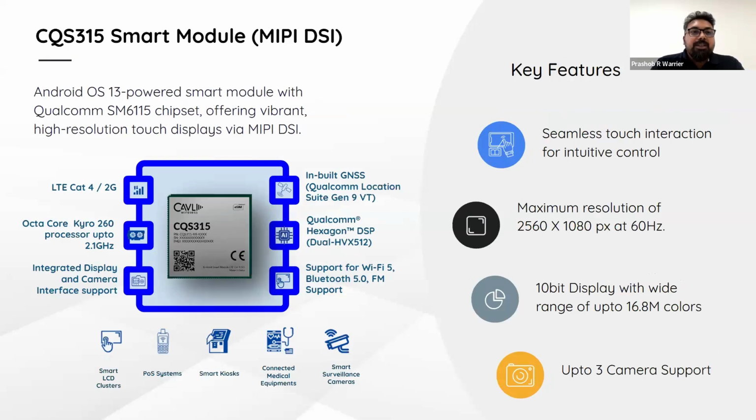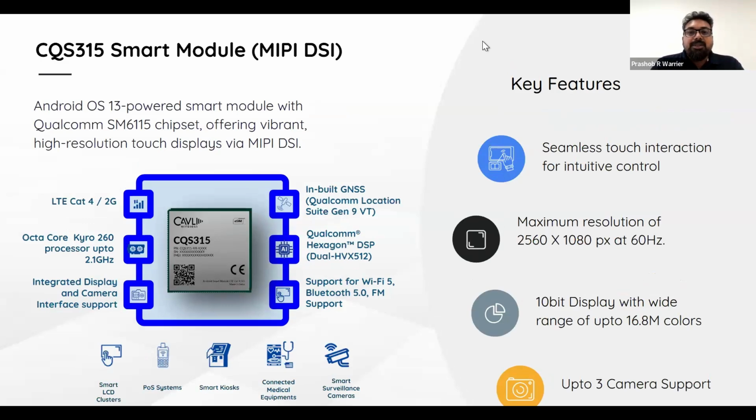One of our flagship modules is the CQS 315, which also supports DSI. This is based on the Qualcomm SM6115 chipset. Currently, the module is available in the Android version, with Service Pack 13. It comes with an octa-core processor along with a GPU for better graphical applications. This is a Cat4 with 2G fallback with inbuilt GNSS. It also supports the Qualcomm Hexagon DSP.